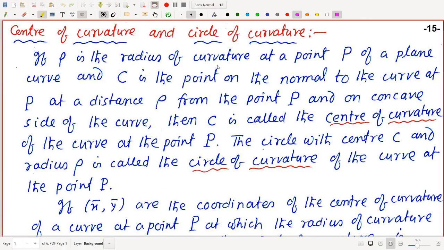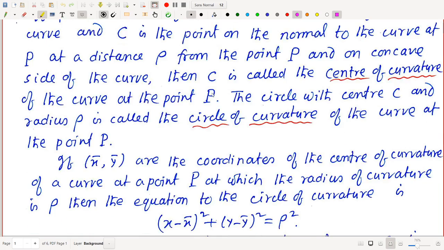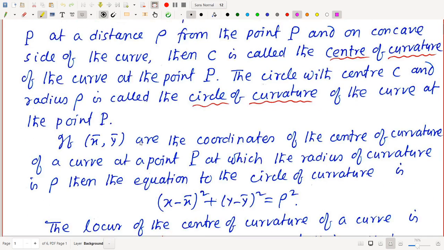If rho is the radius of curvature at a point P of a plane curve, and C is the point on the normal to the curve at P at a distance rho from the point P and on the concave side of the curve, then this point C is called the center of curvature of the curve at the point P. The circle with center C and radius rho is called the circle of curvature of the curve at the point P. So this is the center of curvature and circle of curvature definition.